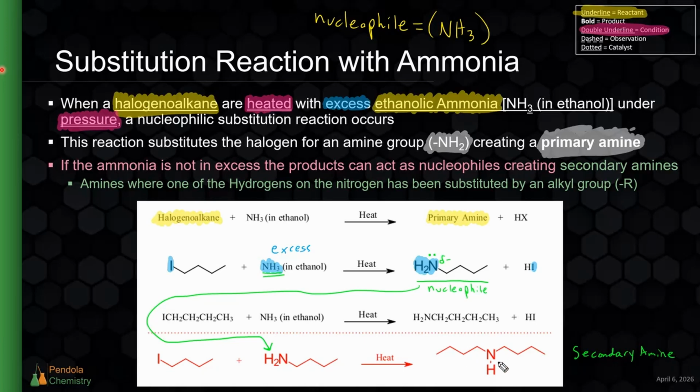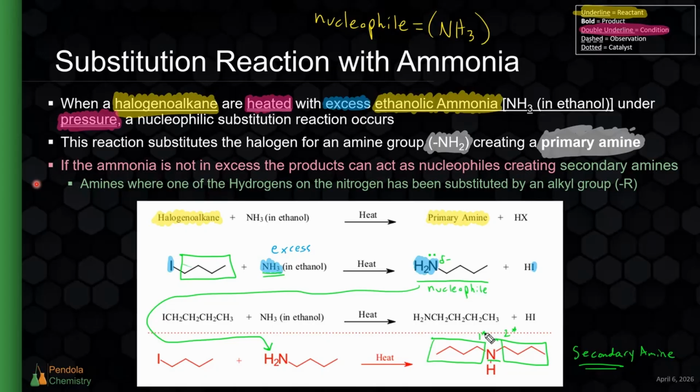Why is this secondary? Notice we have the nitrogen and we have the 4-carbon chain from the halogenoalkane, but when that product acts like a nucleophile, it can do the exact same thing that the ammonia did. It's going to attack the halogenoalkane, lose a hydrogen, attach its nitrogen to the carbon, and now it has a second carbon chain. And that creates what we call a secondary amine. Why secondary? It has 2 different carbon chains. 1, 2. So it's secondary.